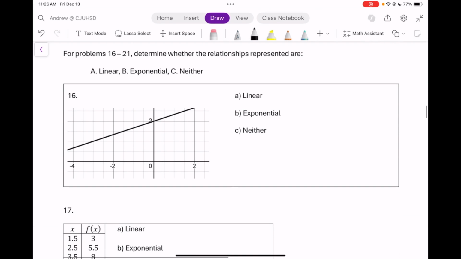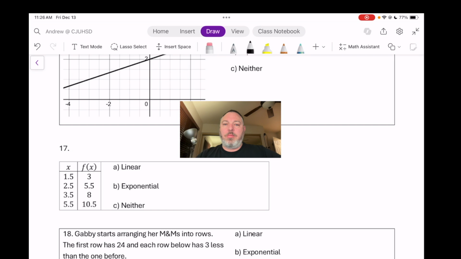Number 16, that is linear. Made a mistake here. Didn't notice that the last jump on the x is 2 and every other jump is 1. So this would be a neither.